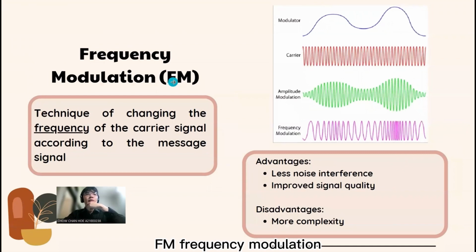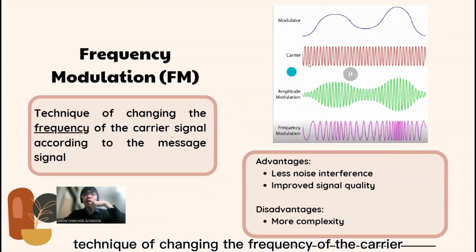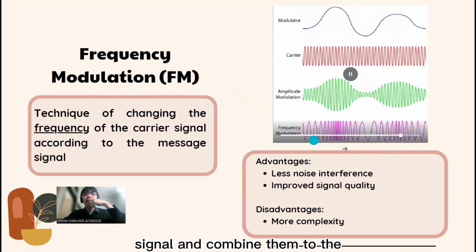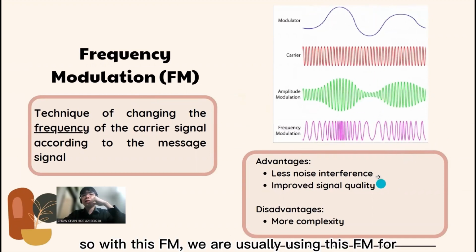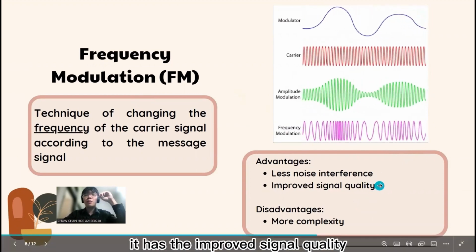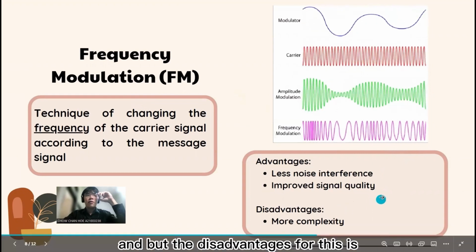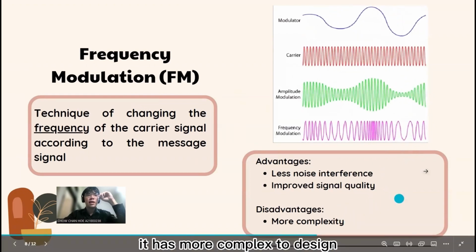The second one is FM, frequency modulation, which is a little bit different from the AM. It's the technique of changing the frequency of the carrier signal and combining it with the message signal. We usually use FM mainly for broadcasting. It has improved signal quality because it has less noise interference. But the disadvantage is that it is more complex to design.